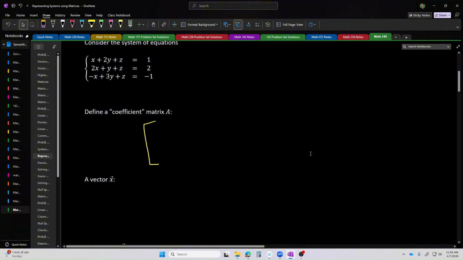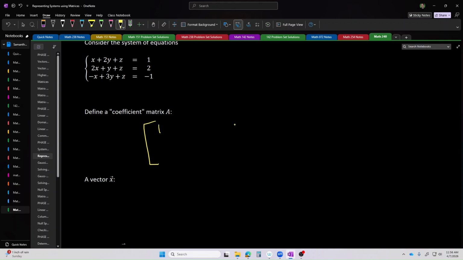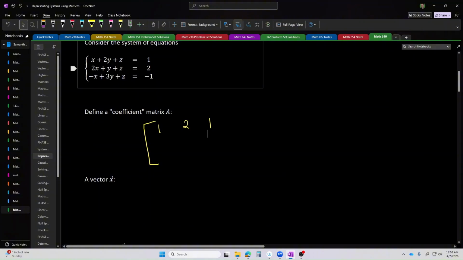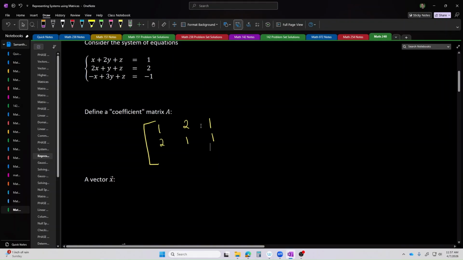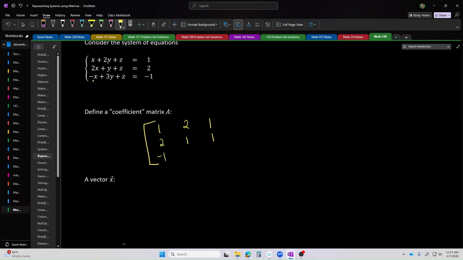So I'm going to build my matrix by putting those three coefficients in the first row for my first equation. 1, the coefficient of x, 2, the coefficient of y, 1, the coefficient of z. The next row in the coefficient matrix is made by the coefficients of the second equation. So in our case, 2 is on x, 1 is on y, and 1 is on z. The third row is from the coefficients in the third equation. So we have -1 on x, 3 on y, and 1 on z.